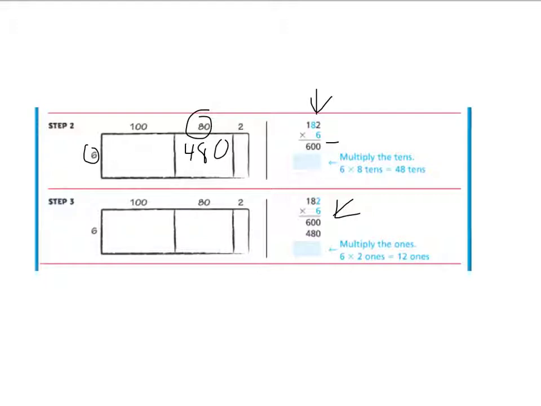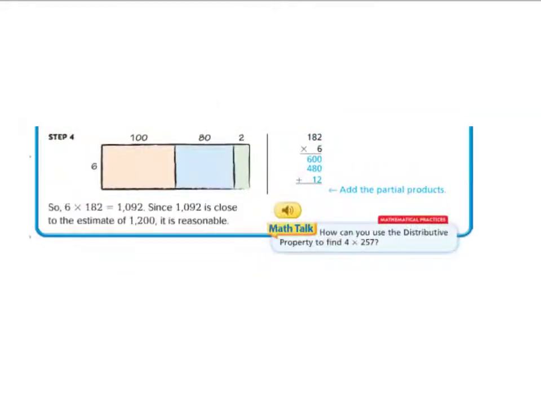Then our last step is 6 times 2. So we have 6 times 2 ones, which is 12. And that's what we're going to add as our third step, our third partial product. So this is what your problem will look like. 182 times 6. First we did 100 times 6, which is 600. Then we did 80 times 6, which was 480. And then we did 2 times 6, which was 12.